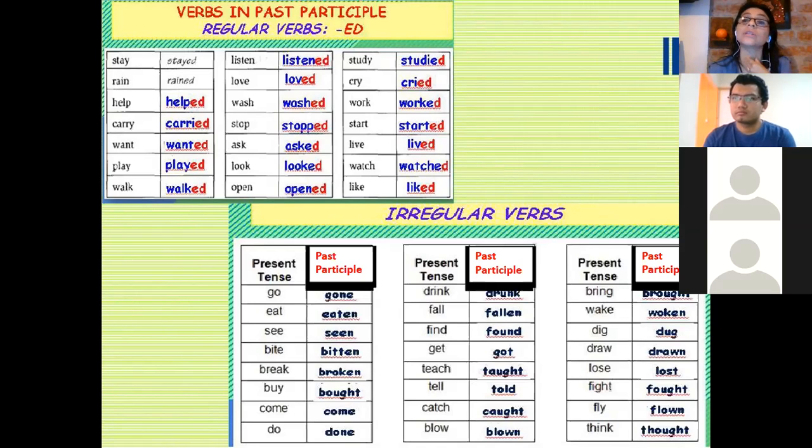Nothing happens here. But if you say loved, there's a vibration here. All right. So loved, washed. Stopped. You don't say stopped, you say stopped. The car is stopped. The class is stopped. Looked, asked, opened, studied, cried, worked, started, lived, watched, liked.